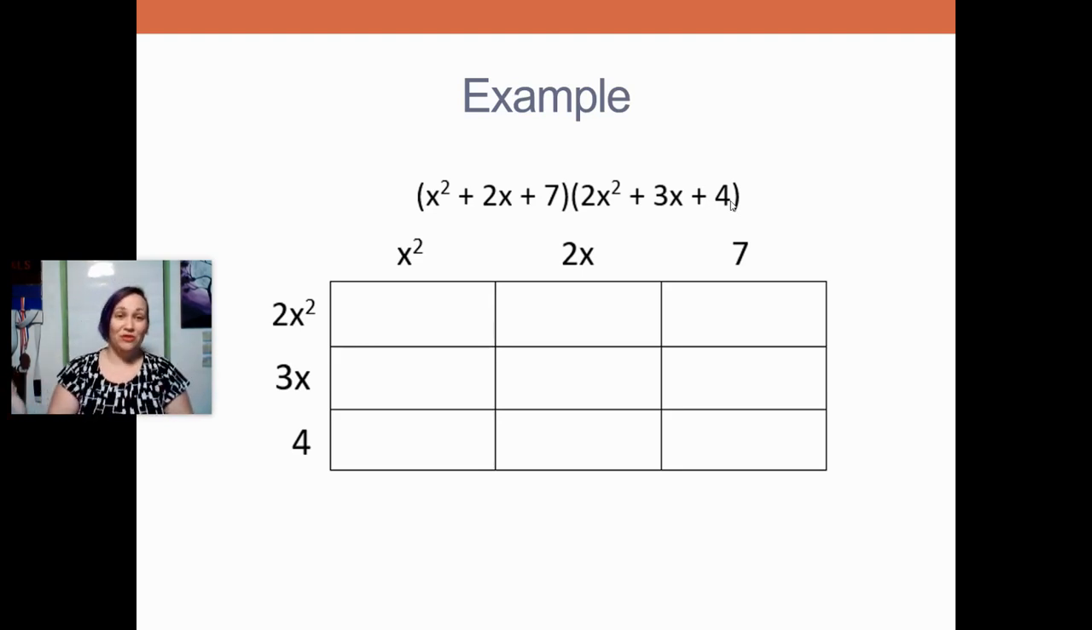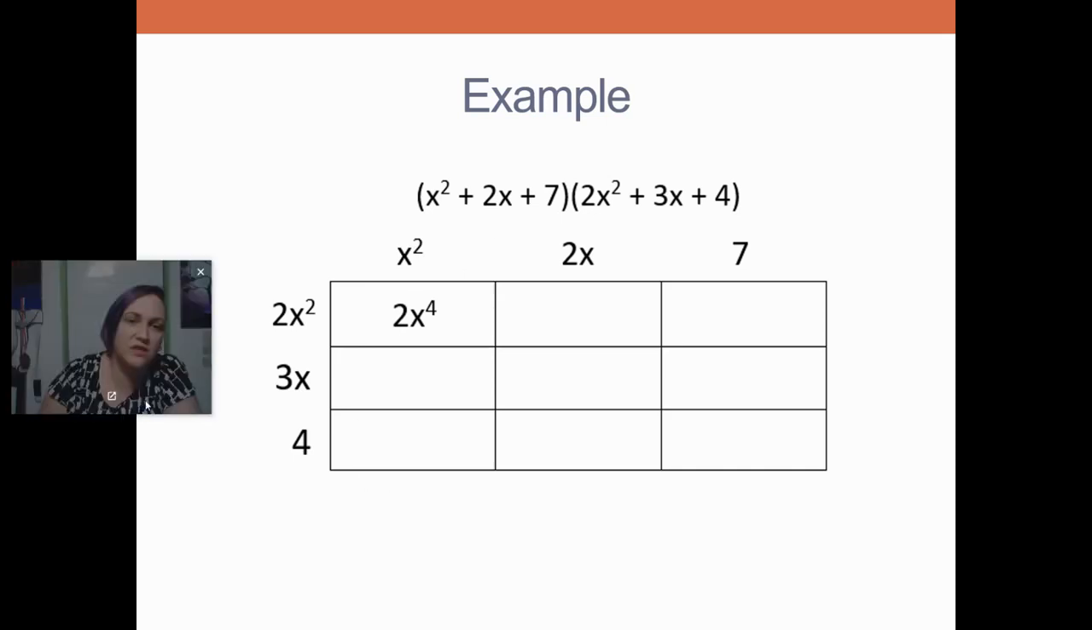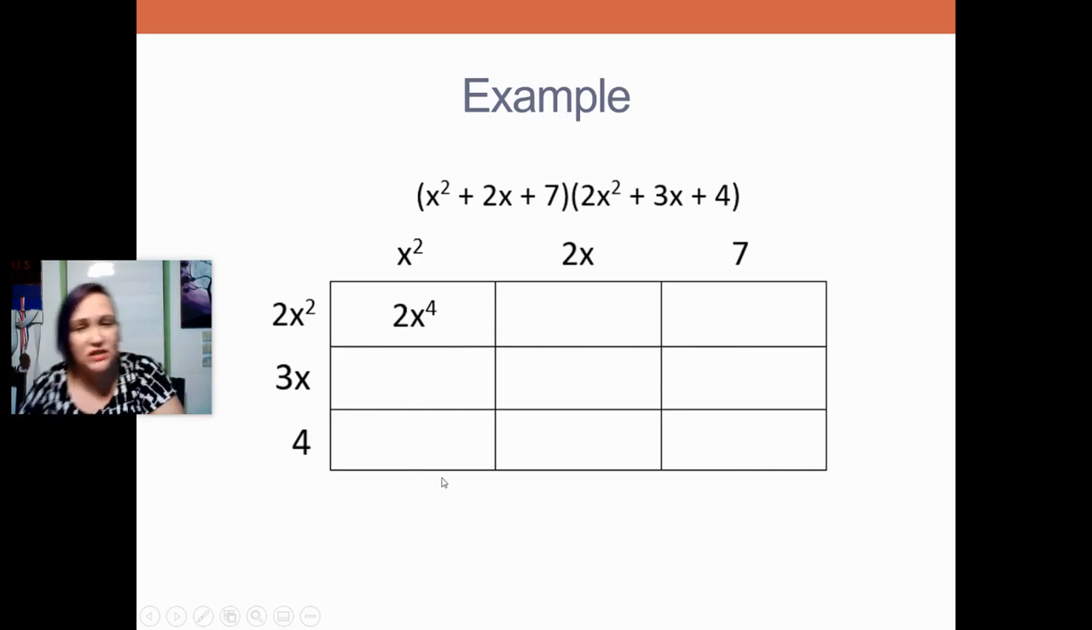Okay, now we multiply. So 2x squared times x squared. I'm going to add my exponents. 2 plus 2 is 4. Now, if I'm doing this correctly, I can already guess what my exponents are going to be for the whole rest of the problem, right? If this is x to the fourth, next to it should be an x to the third and an x squared. Same thing going down. x to the fourth up here, this should be an x to the third and an x squared. So that's how you can check and see if you're doing your exponents correctly.